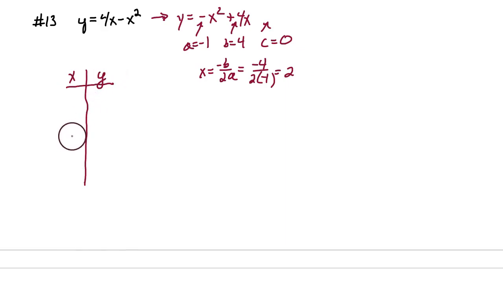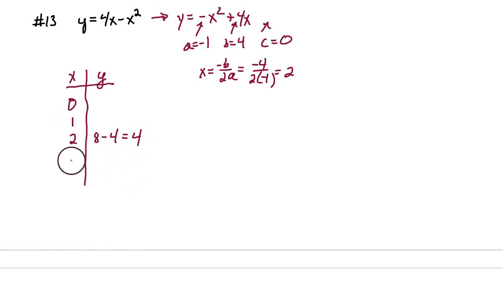And in the middle row, put x is 2. Now get the y value of the vertex by substituting 2 into the equation. 4 times 2 is 8, minus 2 squared is 4. This turns out to be 4. The vertex is at 2, 4.